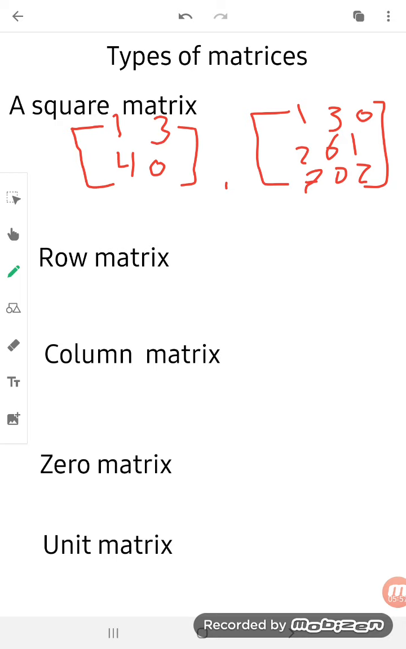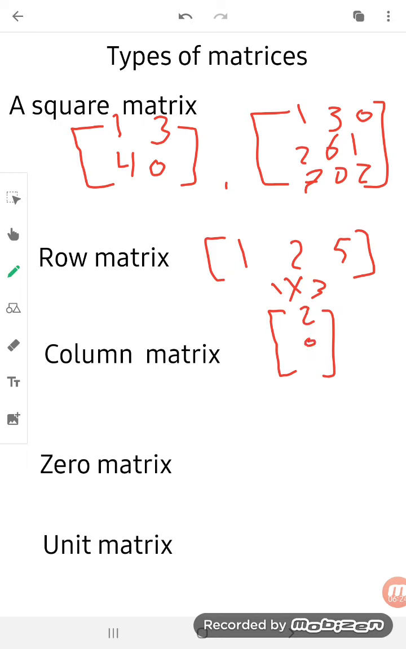The second type, row matrix. A row matrix consists of one row. 1, 2, 5. This matrix consists of one row and 3 columns, and its order is 1 by 3. A column matrix consists of one column, in this form 2, 0, 4. This matrix is called a column matrix because it has one column. Its order is 3 by 1.